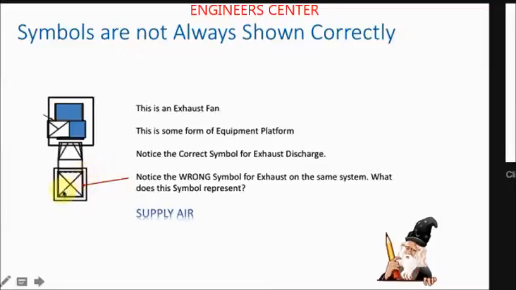Supply air. It's got an X. So in this case, the engineer made the mistake of showing the wrong representation. So they're not always correct. Engineers are human. They make mistakes too.